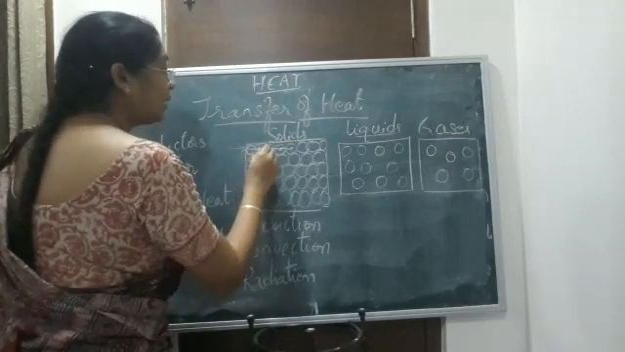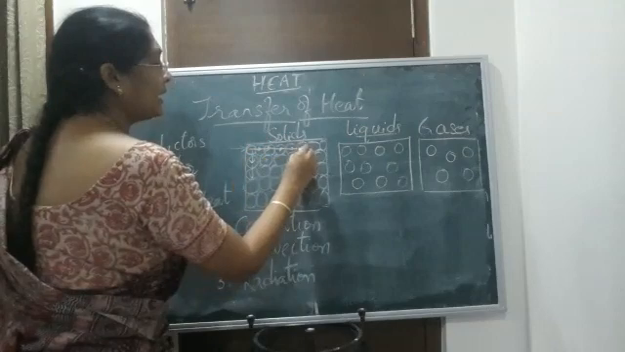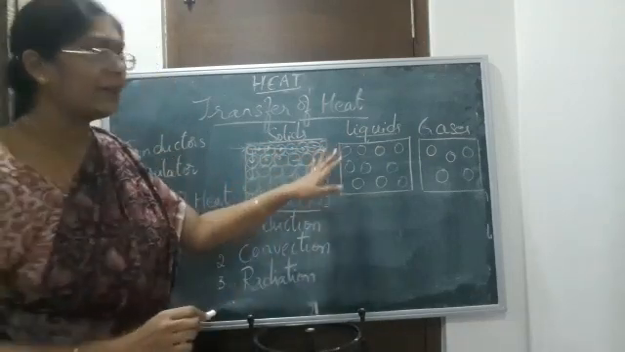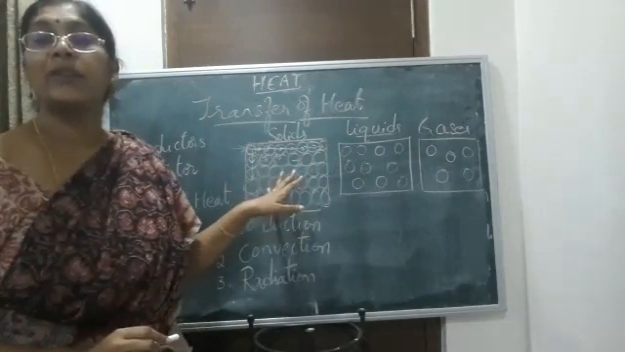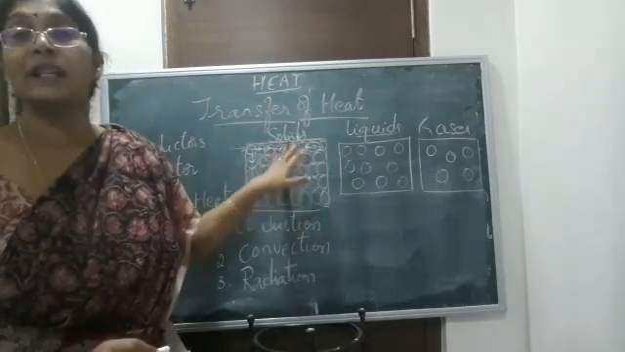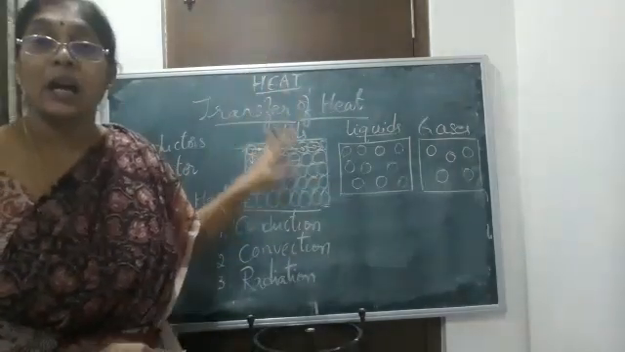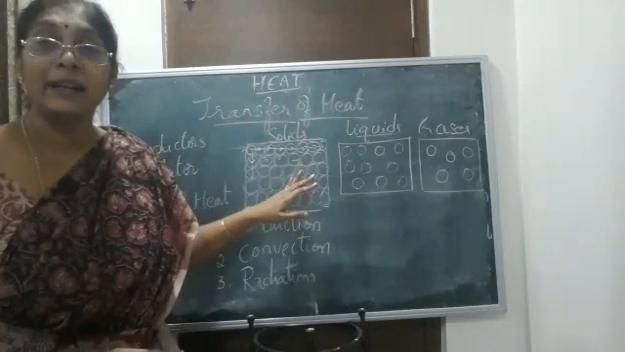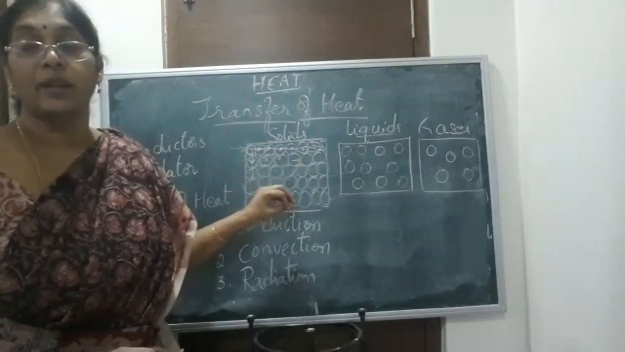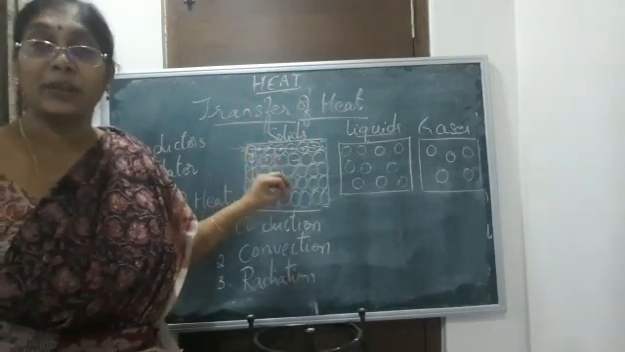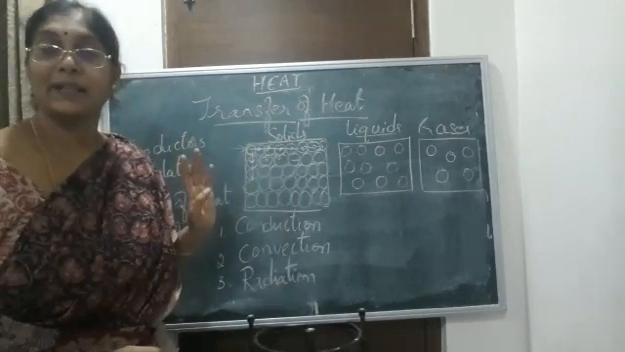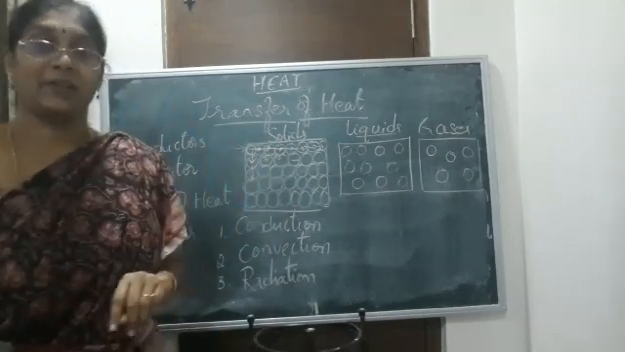Like that, all the molecules in turn receive the heat, and then every molecule gets the heat. Nothing will move out of its place because the molecules are very, very tightly packed. This is how heat transfer takes place in solids. In solids, transfer of heat is by conduction. So this is how transfer of heat takes place in conduction. This is the first activity.